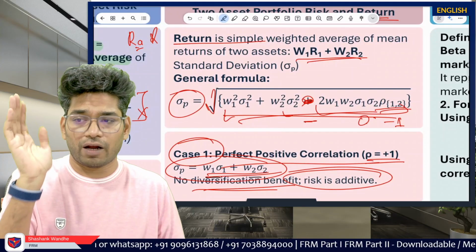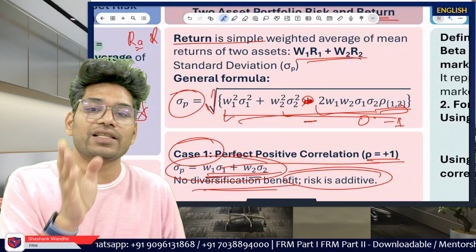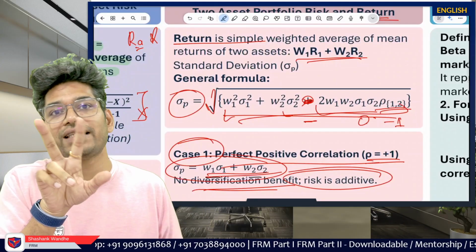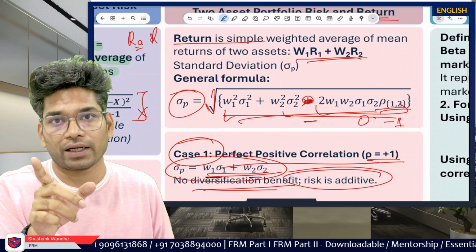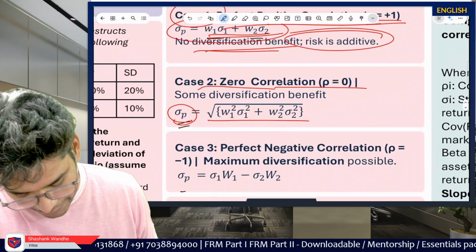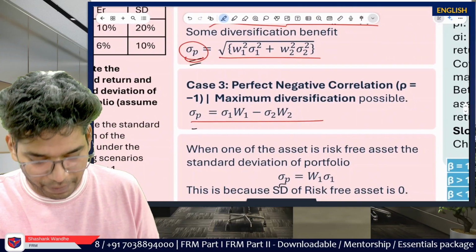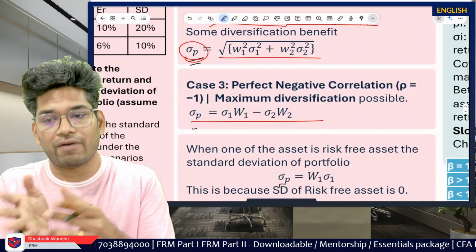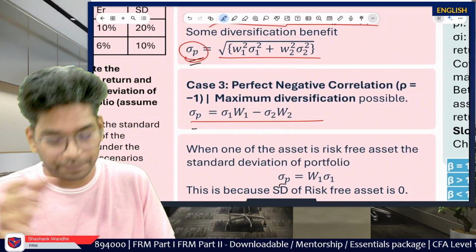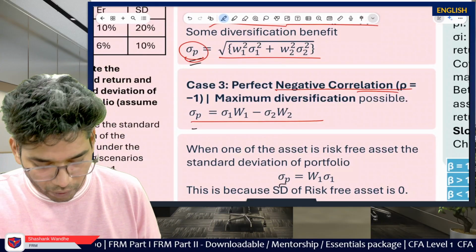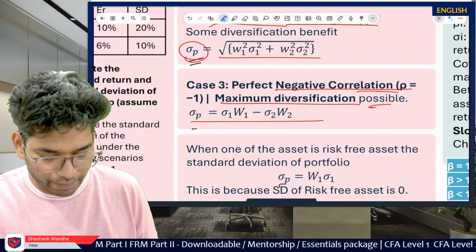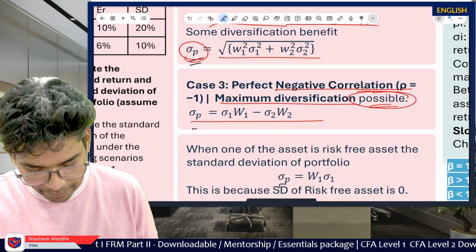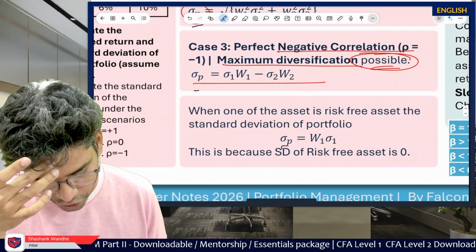Now you have the formula of A square plus B square minus 2AB. This gives us the (A minus B) square. And ultimately you will get this particular part, that is sigma P is equal to sigma 1 W1 minus sigma 2 W2. Perfect negative correlation. This gives us the maximum diversification possible. This is the best or the highest diversification which is possible.